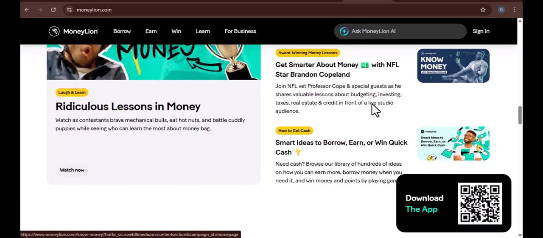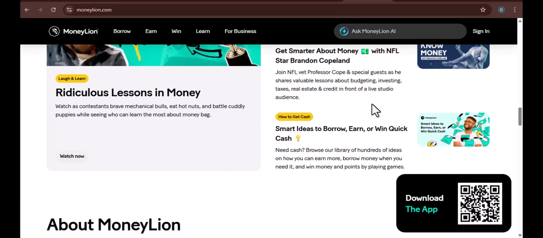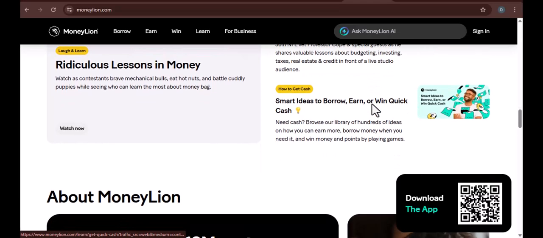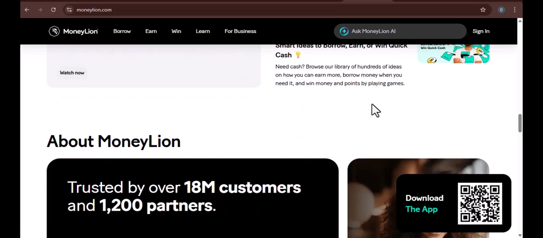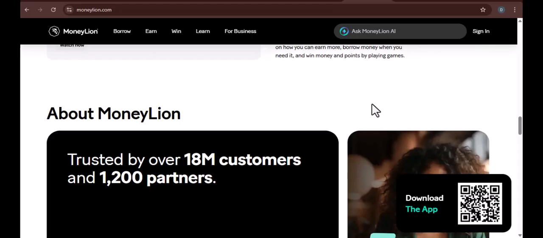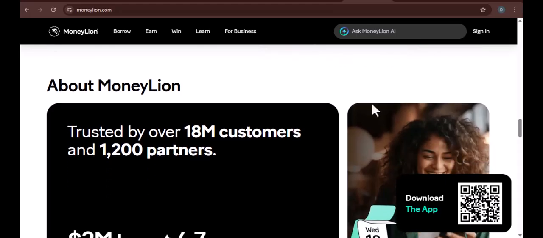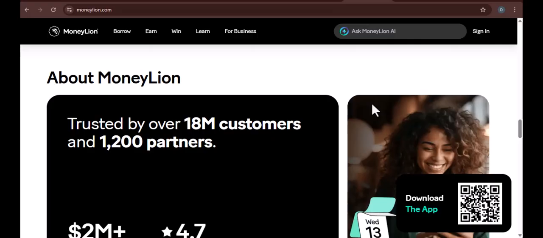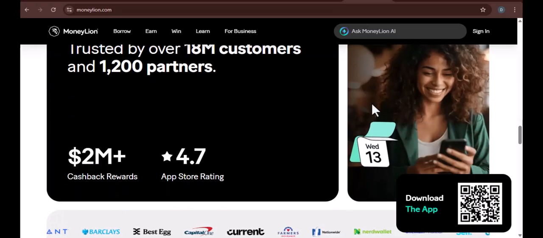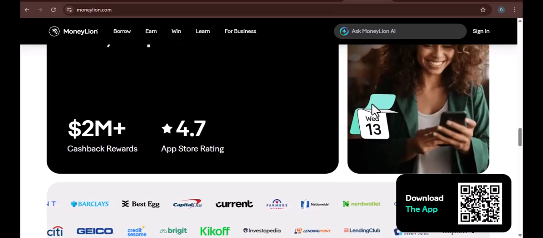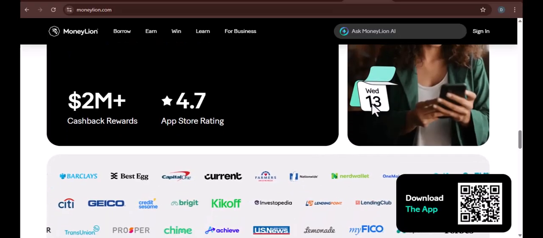Regular income is one of the most important factors. MoneyLion typically prefers users who receive consistent deposits. This can be from employment, self-employment, benefits, or other recurring income sources. You do not need a traditional 9-to-5 job, but your income should be predictable. Irregular or one-time deposits usually do not help your eligibility.